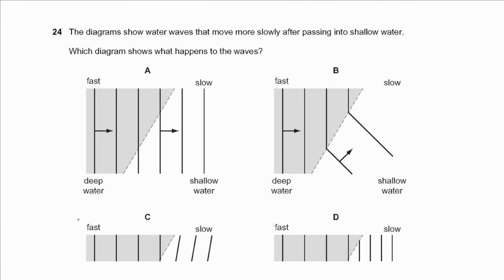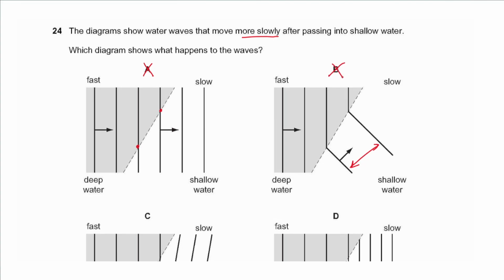Question 24 says the diagrams show water waves that move more slowly after passing into shallow water. Which diagram shows what happens to the waves? Since the barrier is at an inclined angle with the direction of the wave, there should be bending here, so it is not A. And the wavelength must decrease because it goes more slowly. So as speed decreases, wavelength decreases. So it is not B because the wavelength here increased.